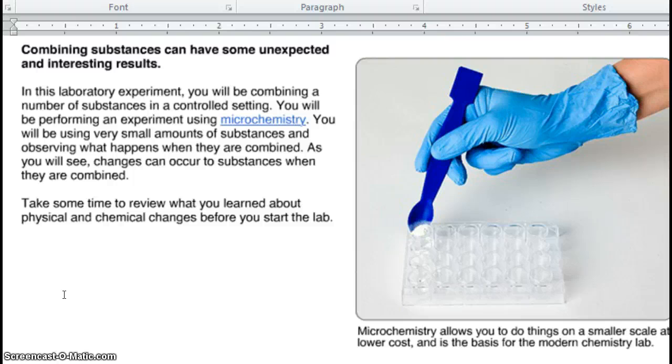As you will see, changes can occur to substances when they are combined. Take some time to review what you learned about physical and chemical changes before you start the lab. So again, which one of these two is going to make a new substance? It's going to be the chemical. Microchemistry, or using little amounts in chemistry, allows you to do things on a smaller scale at lower cost and is the basis for modern chemistry.